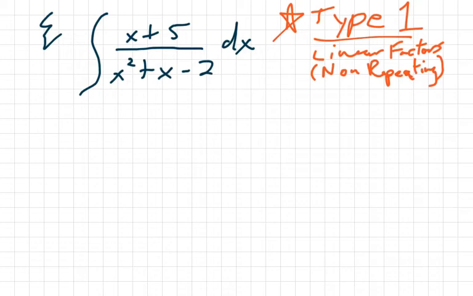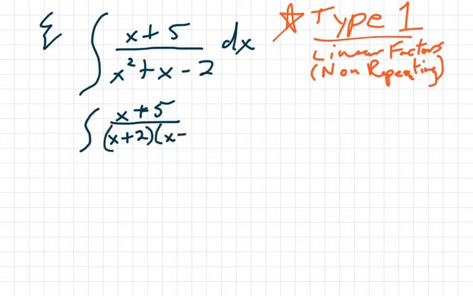Now you'll notice I've written it as type 1: linear factors that are non-repeating. I know that looking at it because of course I want to factor this out. I'm going to try to write a bit smaller and use up as much of this page as possible. So you'll want to factor everything that you can. So I've got x plus 2, x minus 1, dx. In the bottom, you can see that we've got non-repeating linear factors. And again, linear is like y equals mx plus b, right? There's no exponents and stuff like that.